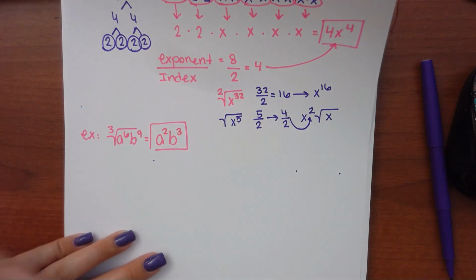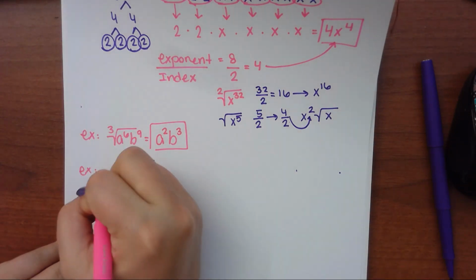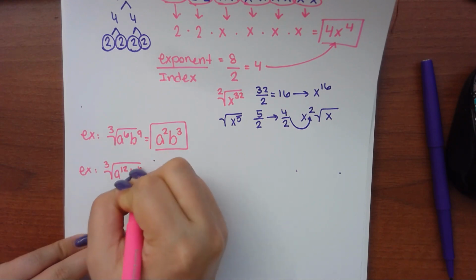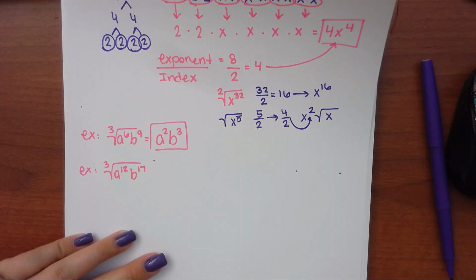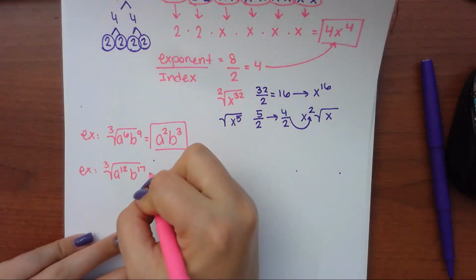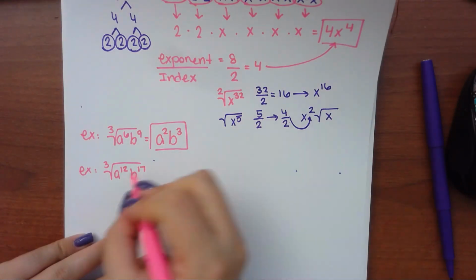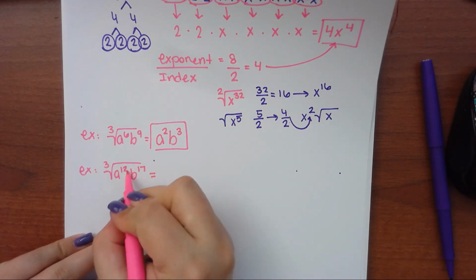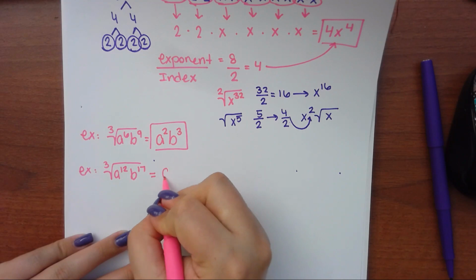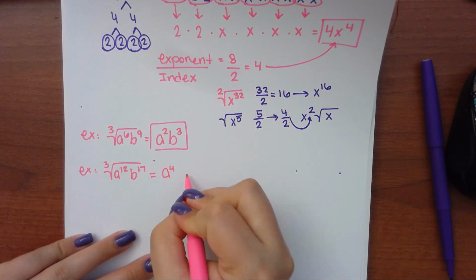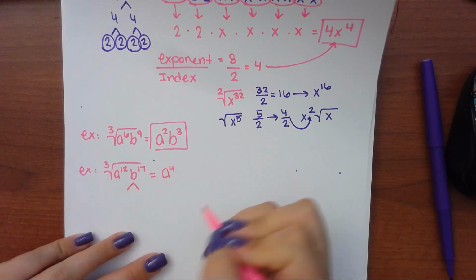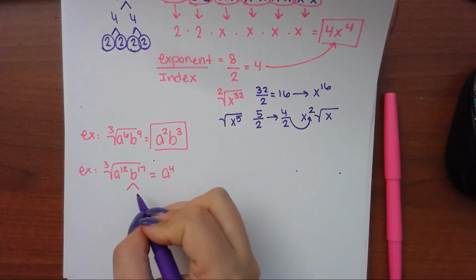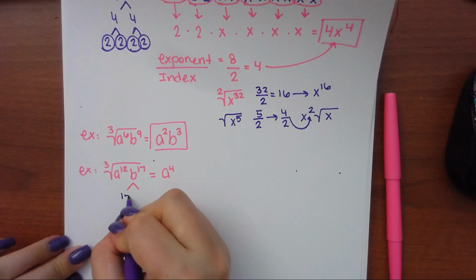One more like that. Let's say the cube root of a to the 12th, b to the 17th. Now, here's the thing. This is what I was talking about earlier. 17 does not divide by 3. A does. 12 divided by 3 is 4, so I would have a to the 4th on the outside here. But 17 does not. So think of the next highest number that's close to 17 that actually does divide by 3. And that would be 15.